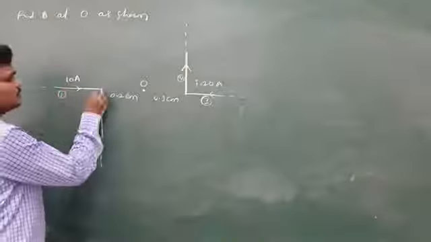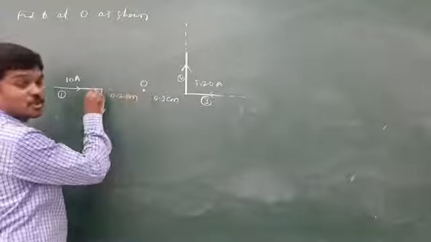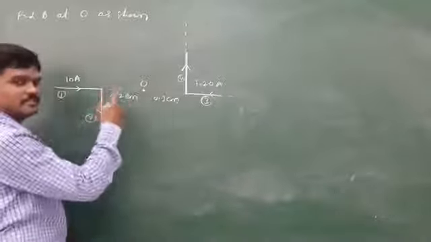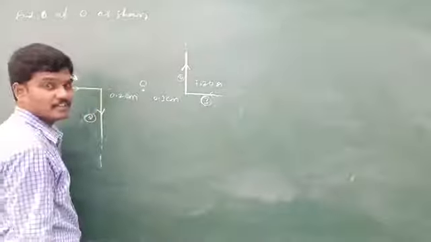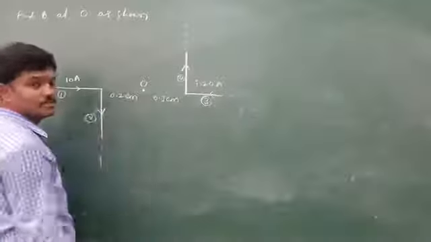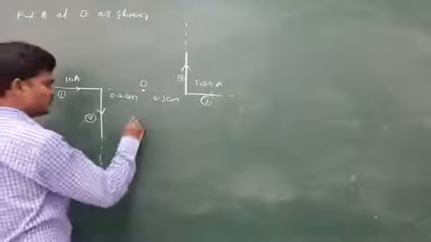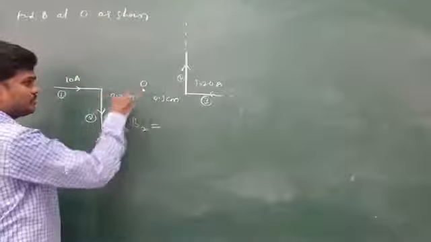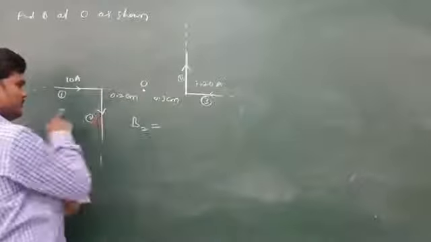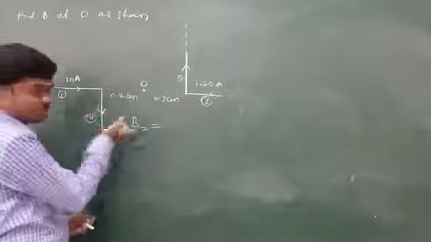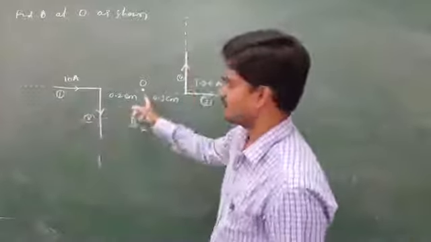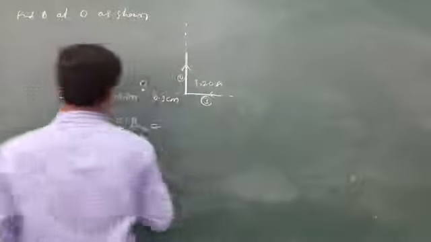Due to 1, point O is along the wire. Due to 3, along the wire. So due to 1 and 3, there is no magnetic field because point O is along the wire. You know that. Due to 2, for this one, this side is in and this side is out. Just hold the conductor like this. Inward, and point O is on the left, so outward.